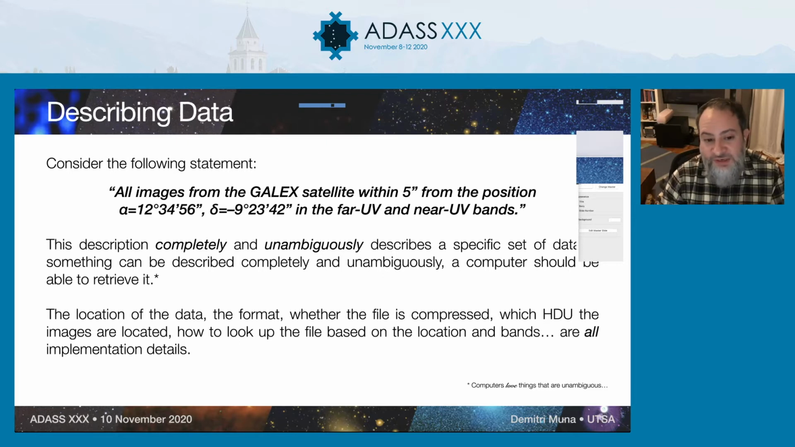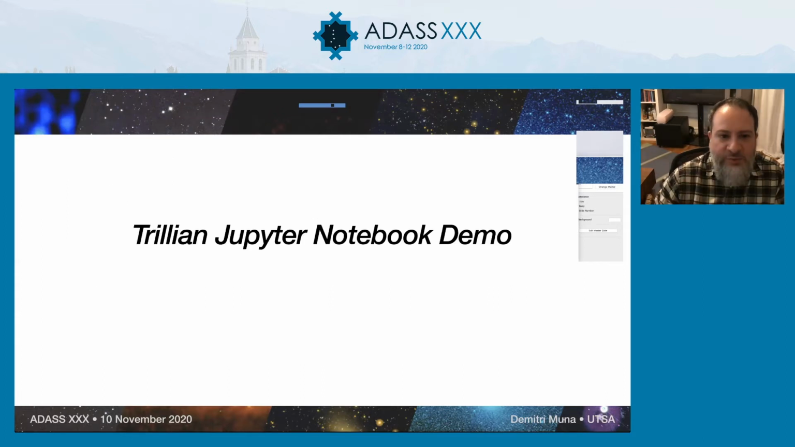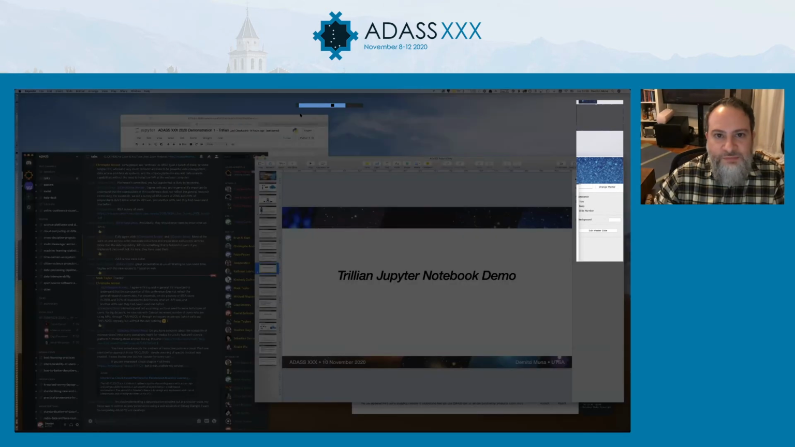So the location of the data, the format, whether the file is compressed on the archive, which HDU the images are located in, how to look up the file based on the location in the sky, and what bands I've specified. These are all implementation details that have been described by this statement that I have here. So let's take a look at what that would look like in code.